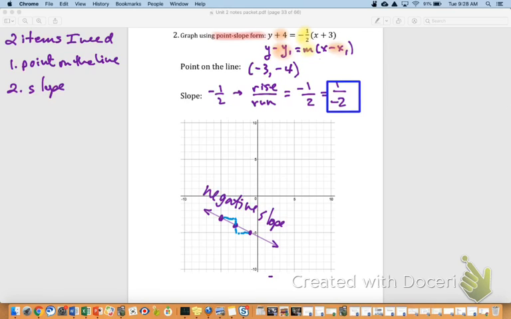So here's what I would do. Let's say I tried to graph this line, and let's say that I came up with this red line. I would look at that red line and say, okay, my red line is going uphill from left to right. And then I'd look back at my slope and I'd say, oh man, but my slope is negative.